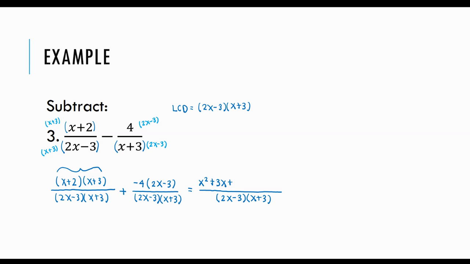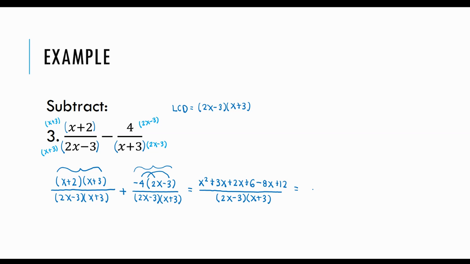2 times x is 2x, and 2 times 3 is 6. This is why I like to put the negative with that 4. I changed subtraction, so now I know that it's negative 4 that has to get distributed. So negative 4 times 2x is negative 8x, and negative 4 times negative 3 is positive 12.